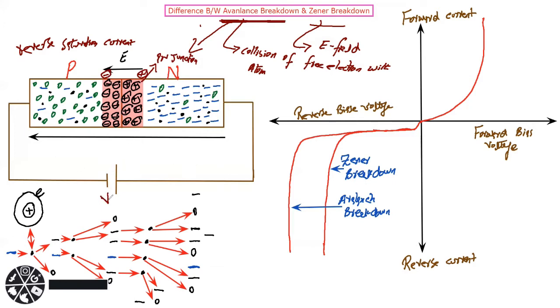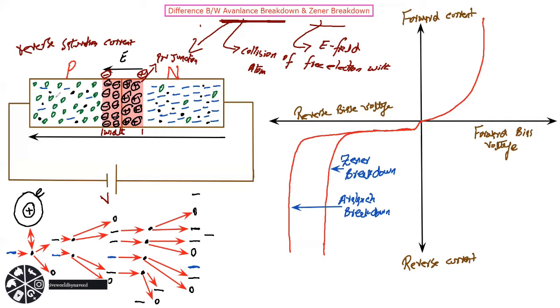If you increase this reverse bias voltage, then what will happen? The width of the depletion region will get increased. This is the width of the depletion region. It will get increased if you increase this reverse bias voltage. So the width of this depletion region depends on the bias applied to the terminals of the P and N regions.